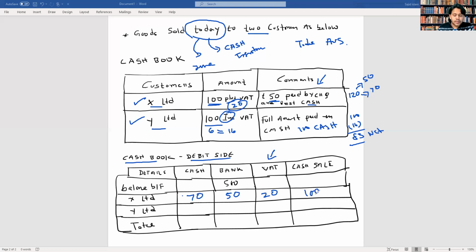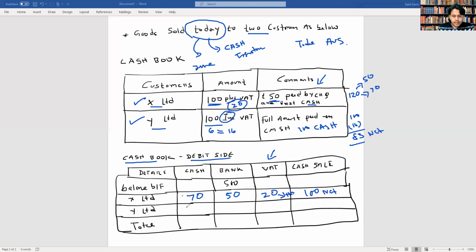So what we understand from here is we receive a total of 70 plus 50, that is 120, and out of 120, 100 is for us, that is the net, and 20 is for the HMRC, isn't it? That's the VAT. On the other hand, Y Limited, all amount received in cash.